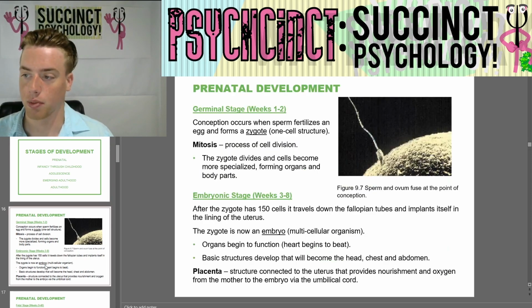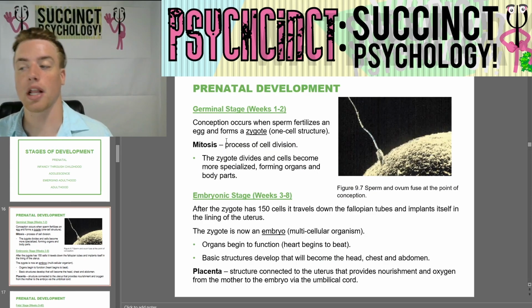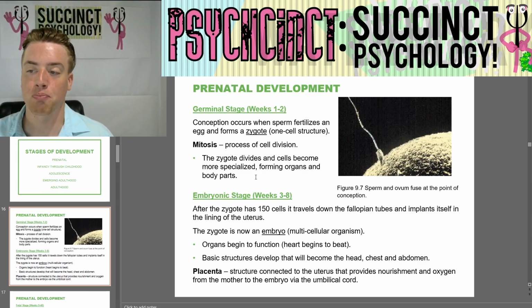So let's start off with prenatal development. So in prenatal development, you have the germinal stage, which is weeks 1 to 2, and conception occurs when sperm fertilizes an egg and forms a zygote, or a one-cell structure. Now, mitosis is a process of cell division. The zygote divides and cells become more specialized, forming organs and body parts.